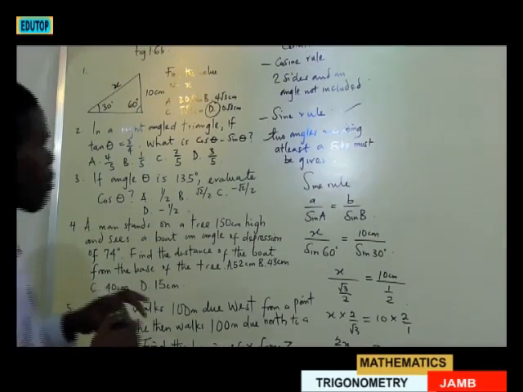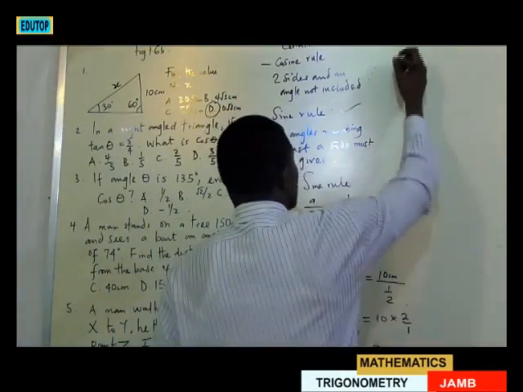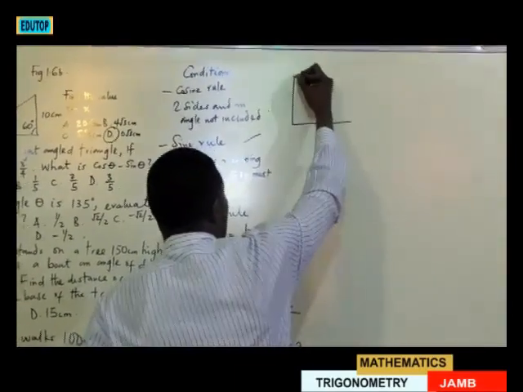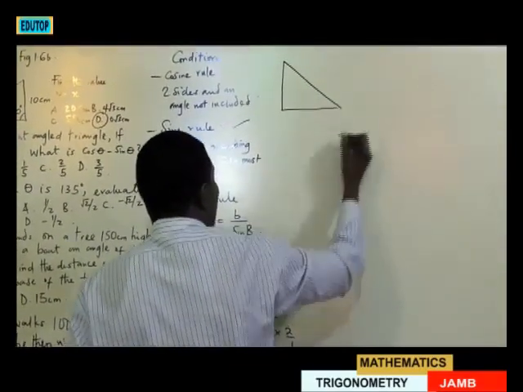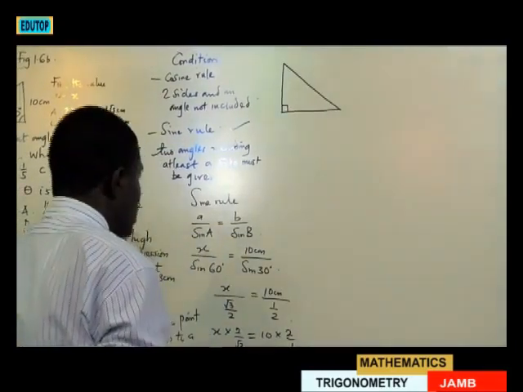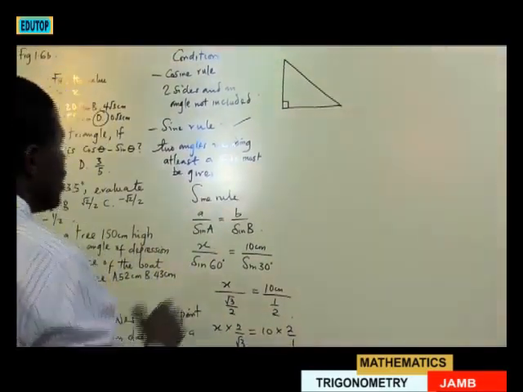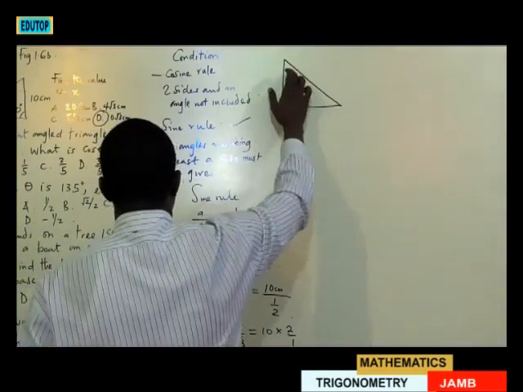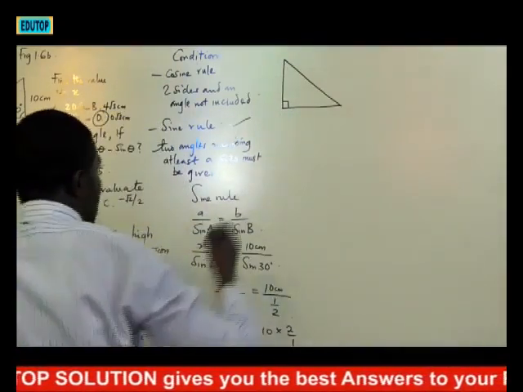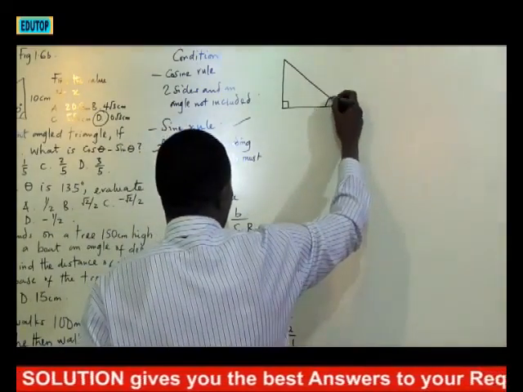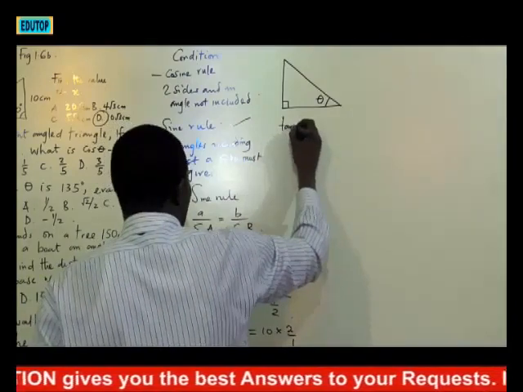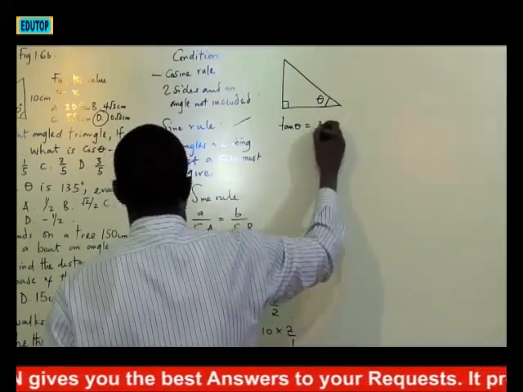If you are to handle this kind of question, the first thing we need to do is to draw a right angled triangle. We draw it. This is a right angle triangle. Then we can now choose. This one is fixed. We can choose our theta, either this or this. But for convenience, let me choose this as my theta. So if I'm saying tan theta equals 3 over 4, what does it mean?